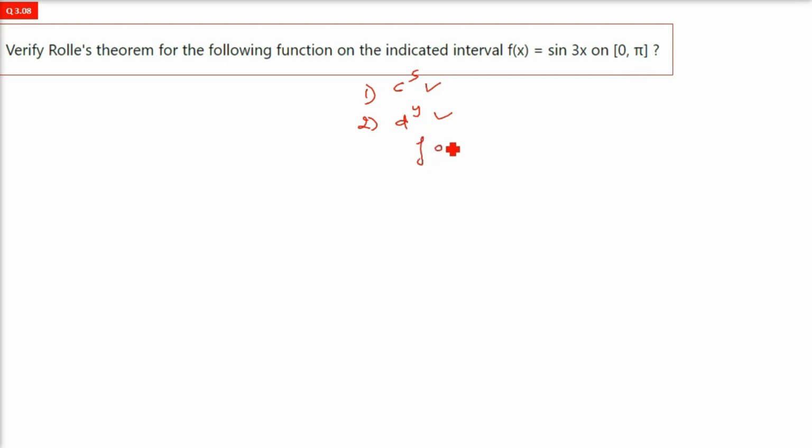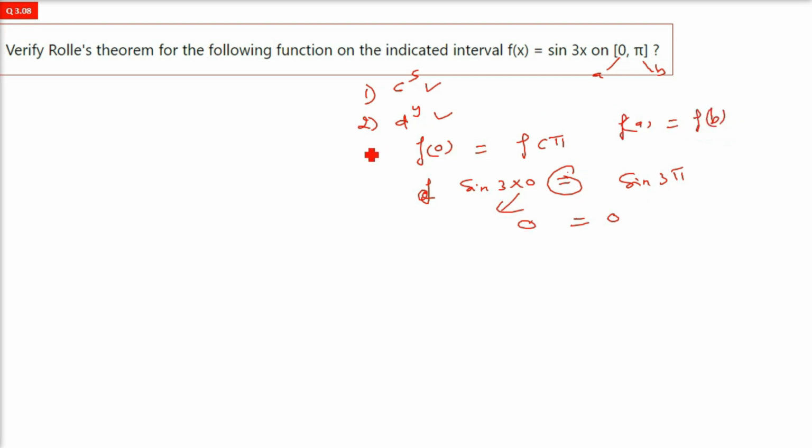Now the domain is 0 to pi. So f(0) and f(pi), that is f(a) equals f(b), we would like to ascertain. So we have sin 3 into 0. I'm just trying to check whether they are equal or not. On the right it will be sin 3 pi. Sin 0 is 0, and sin 3 pi is also 0. f(0) is equal to f(pi), f(a) is equal to f(b). This is the third condition of Rolle's theorem that has been met.